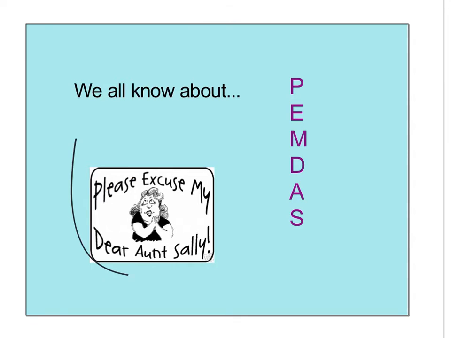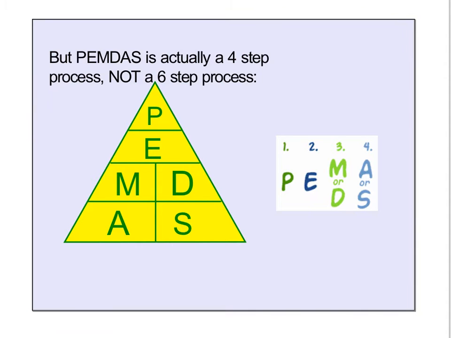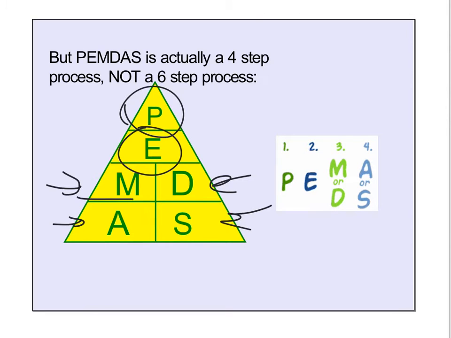So PEMDAS, please excuse my dear Aunt Sally. What a lot of kids forget is that multiplication and division go together, and addition and subtraction go together. So another way to think about it, you do multiplication and division at the same time, going left to right. Same with addition and subtraction. So you take care of parentheses, then exponents, then multiplication and division together, not multiplication first, then division, and then you do the same thing with addition and subtraction, all together.